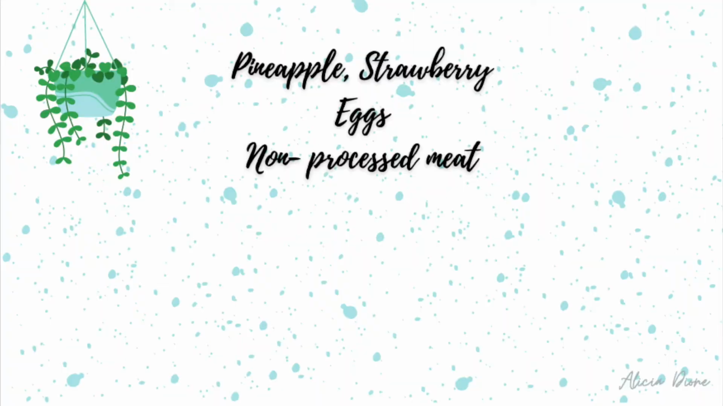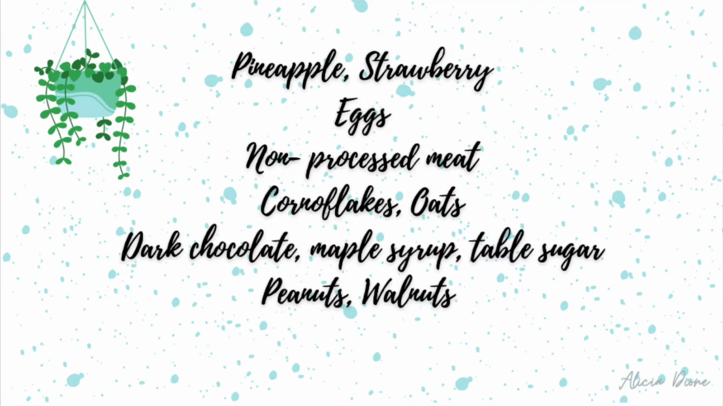Also, one of the cheeky ways that you can get around the wheat and barley problem is just eat gluten-free bread. But whilst you're on this diet, you can still eat things like pineapples, strawberries, eggs, all non-processed meats, cornflakes, oats, dark chocolate, maple syrup, table sugar, peanuts, walnuts, and so much more.